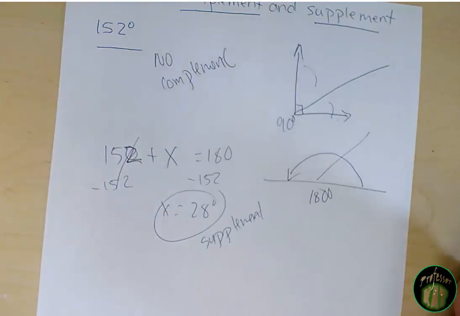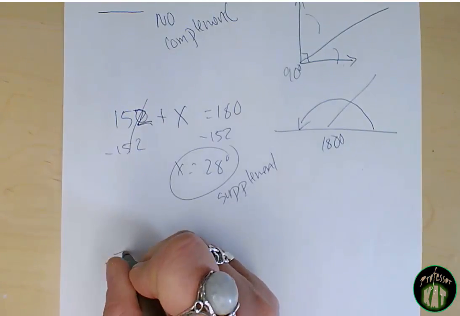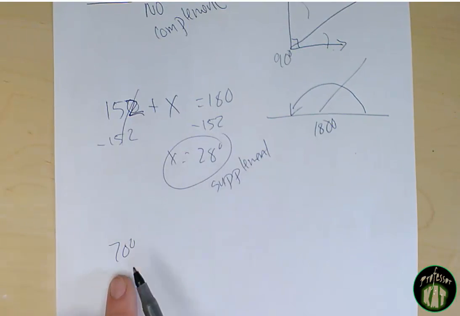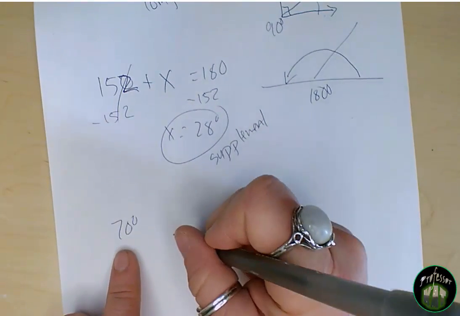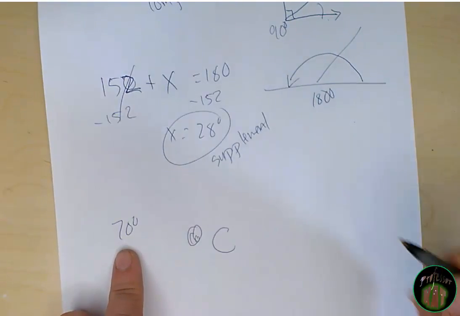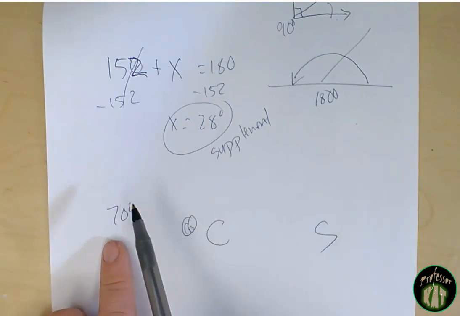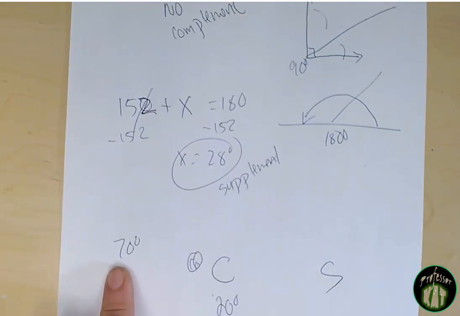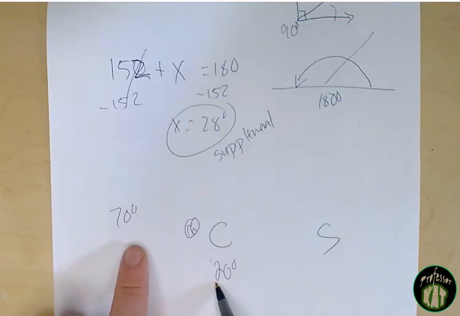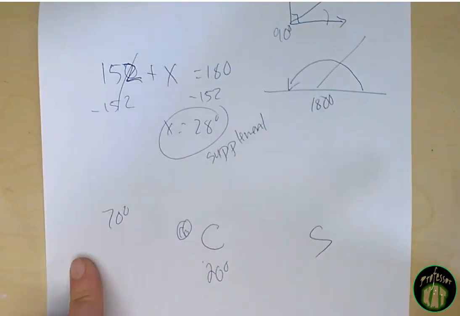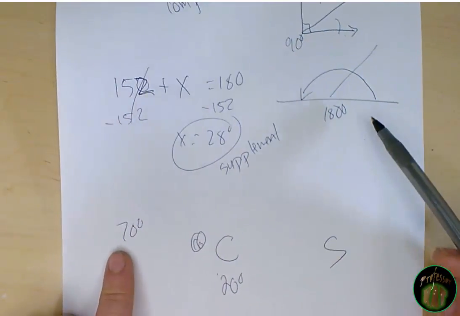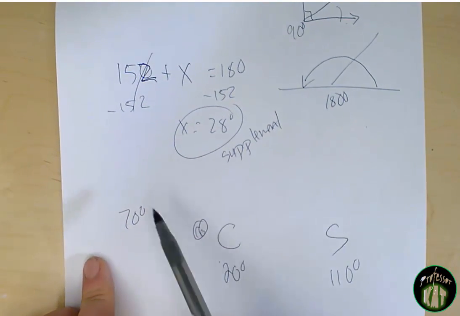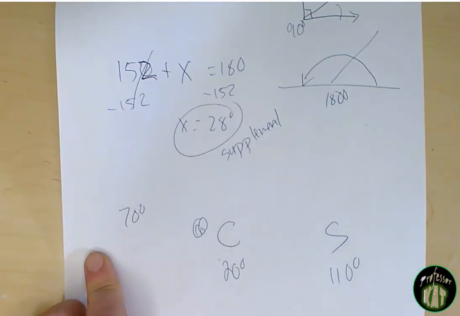Now, just to give a quick other example, let's say I had an angle of 70 degrees. Find the complement and the supplement of this. I'm just going to say C for complement, S for supplement. The complement to this would be 20 degrees, because 70 plus 20 would make up a 90-degree angle. The supplement, though, you just take 180 and subtract 70 from it, and that's going to be 110.